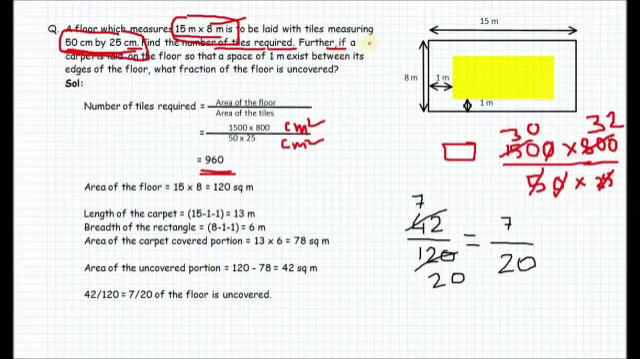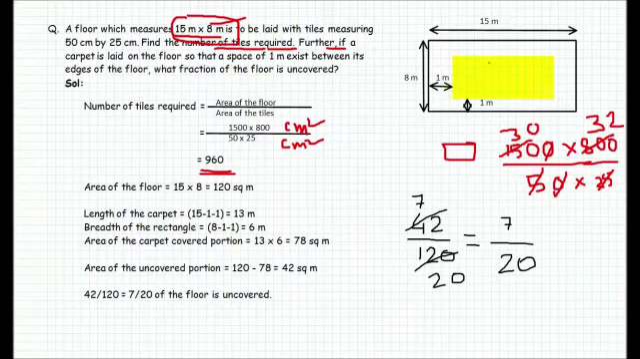The second question says what? If a carpet is laid on the floor so that a space of 1 meter exists between its edges and the edges of the floor, what fraction of the floor is uncovered?